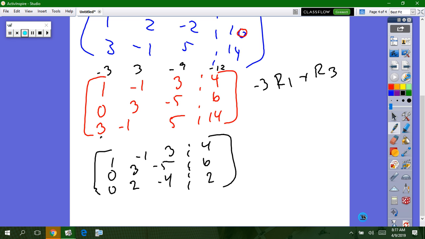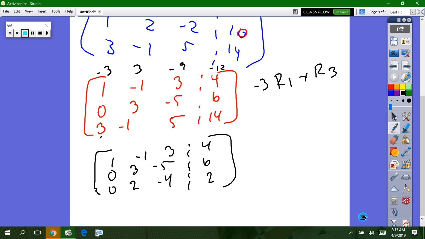What's our next goal? Where that 3 is, in the second row, I want that to be a 1. But notice, how do I make things a 1? By dividing by that number, right? So if I had a 3, I'd divide by 3. But I'm not going to do that this time. Can anybody tell me why? I don't like that row. Because when I divide -5 by 3, that's a fraction, and I don't want to play that. You guys want to play that?